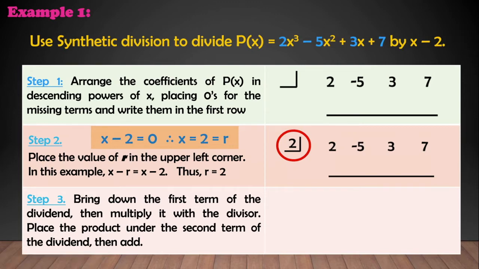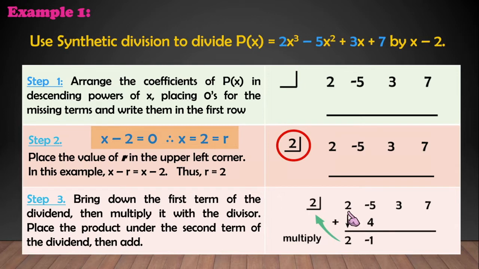Next step, bring down the first term of the dividend, then multiply it with the divisor. Place the product under the second term of the dividend, then add. So the first term of the dividend here is 2. So we bring it down and then we multiply that with the divisor. So 2 times 2, that is 4. So we place 4 here under the second term of the dividend. And then we add negative 5 plus 4, that will be negative 1.